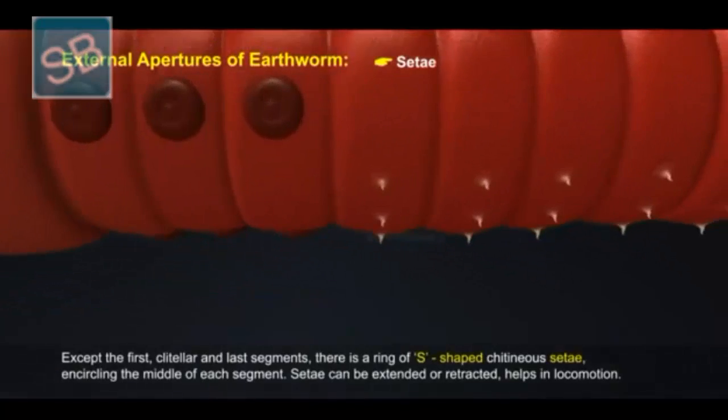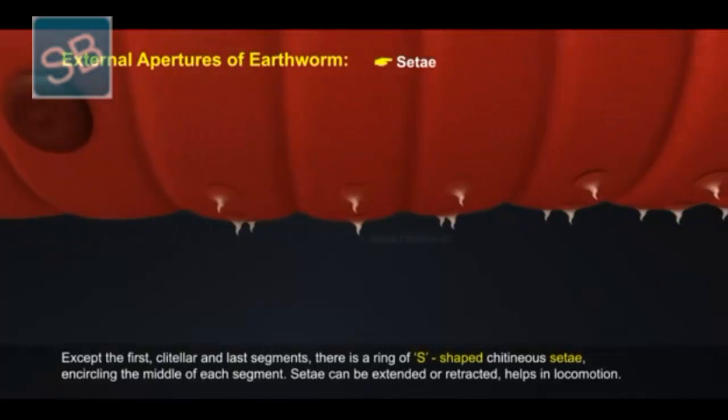Then comes setae. Except the first, clitellar and last segment, there is a ring of S-shaped chitinous setae encircling the middle of each segment. Setae can be extended or retracted, helping in locomotion.